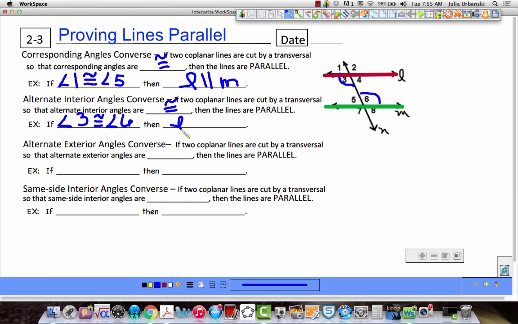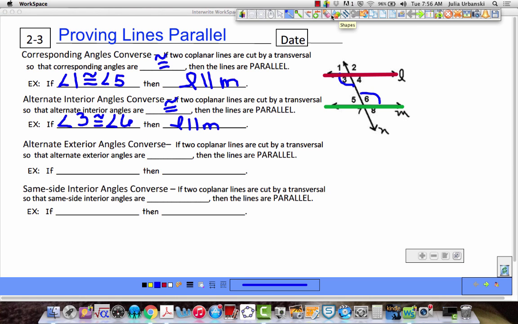Now, you might be saying to yourself, well, it's obvious, those are the only two lines there. L is parallel to M. But the pictures will get more confusing. So you have to find the two angles and see which lines are connected to those, making them parallel.